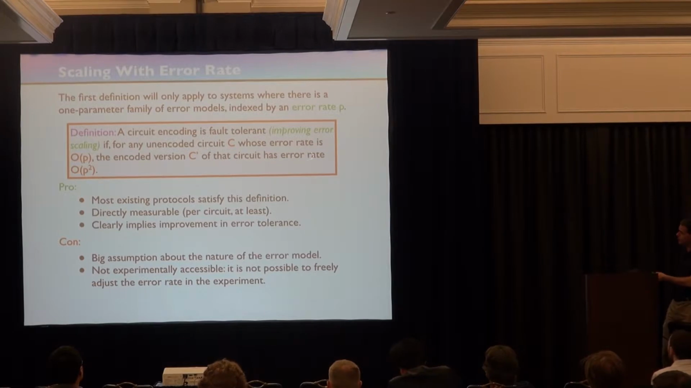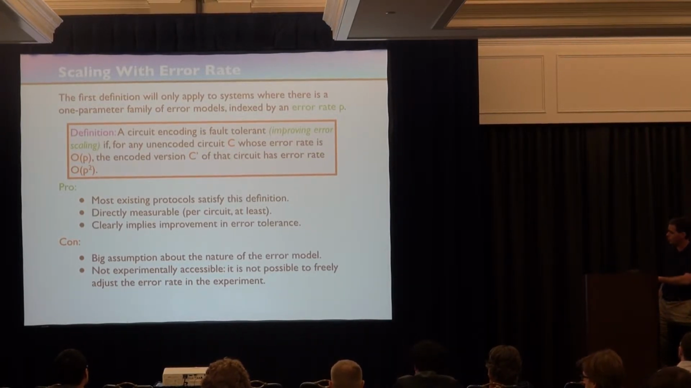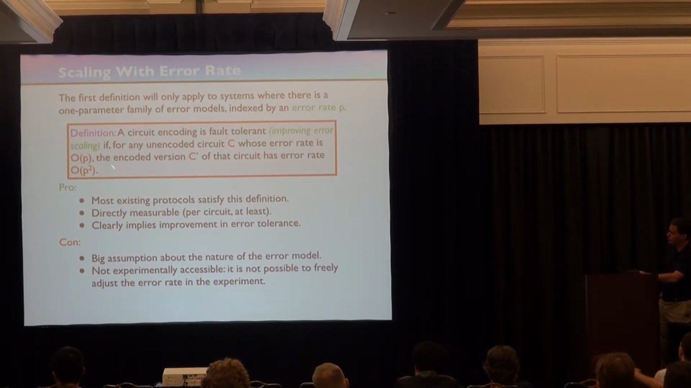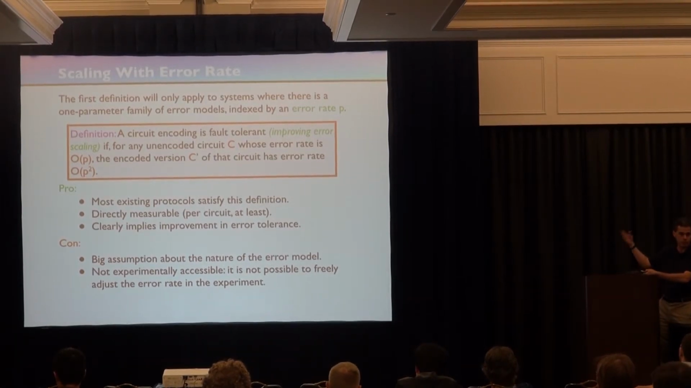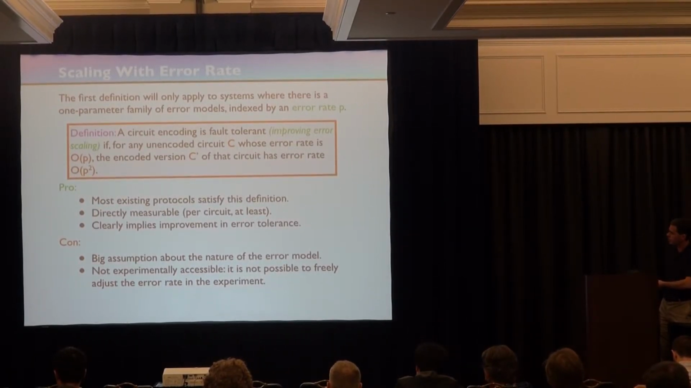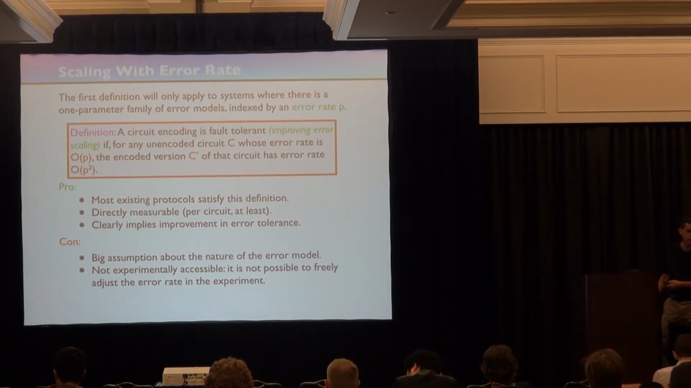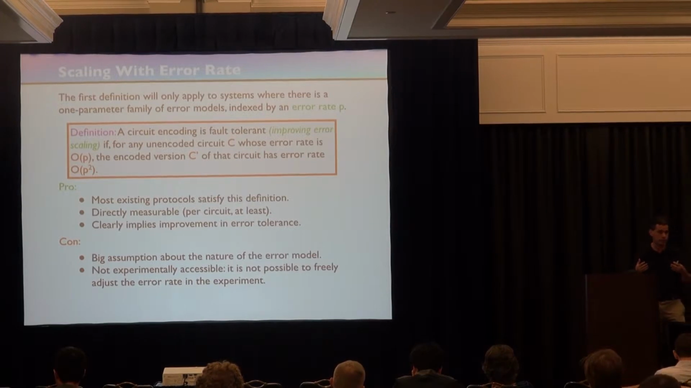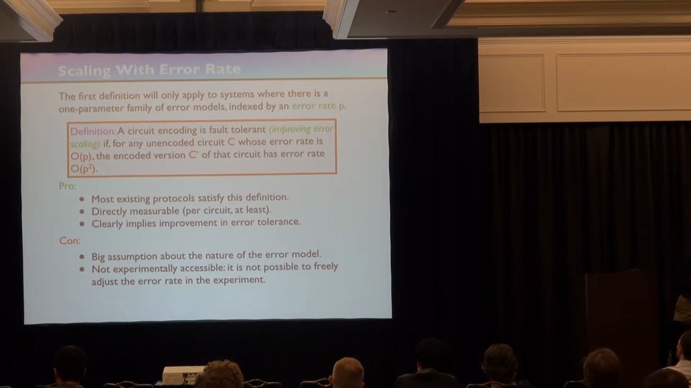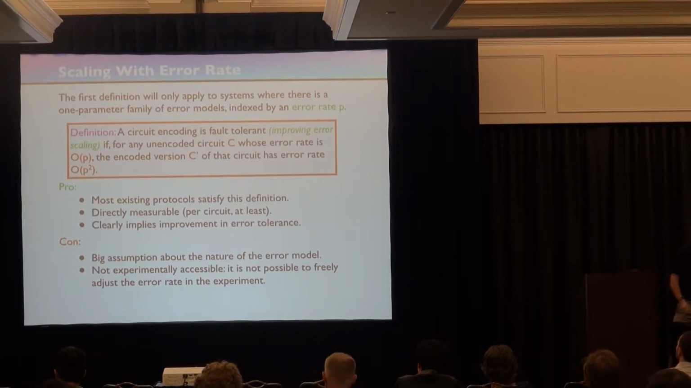Now, this definition does have nice positive aspects. For one thing, most existing protocols, I think, do satisfy this definition. And of course, you can have versions of this where the error scaling is better, p cubed, p to the fourth. That's fine. And at least theoretically, there's a direct way to measure it. And clearly, if this is what's going on, then you can see that fault tolerance is working. It's doing something in the low error regime. But like I said, it has some cons as well.